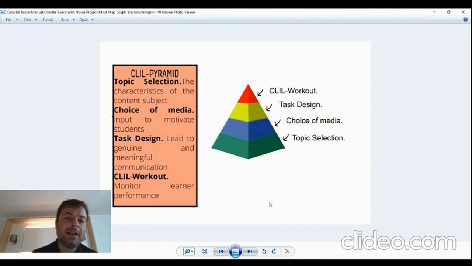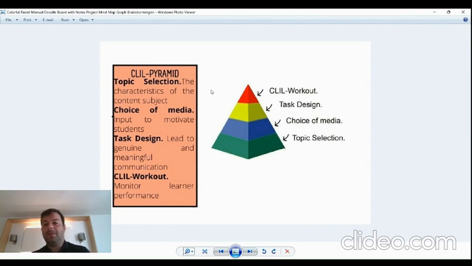Okay, let's analyze this pyramid. It consists of four levels, and the first one at the bottom is topic selection. The second one is choice of media. Third one is task design, and at the top is the clear workout. So basically, the first step, which is topic selection, is based on the characteristics of the content subject.